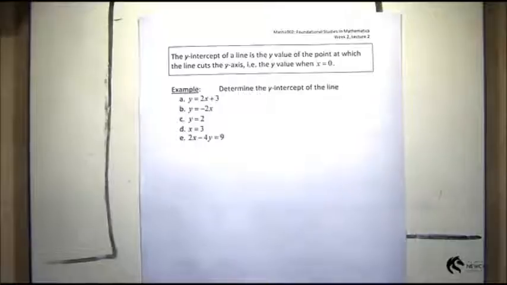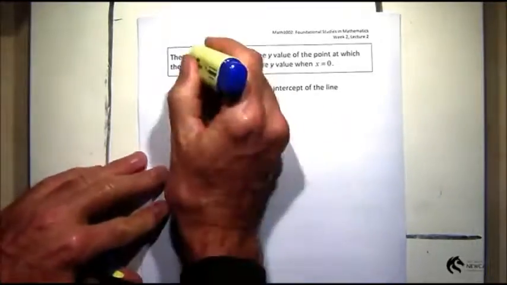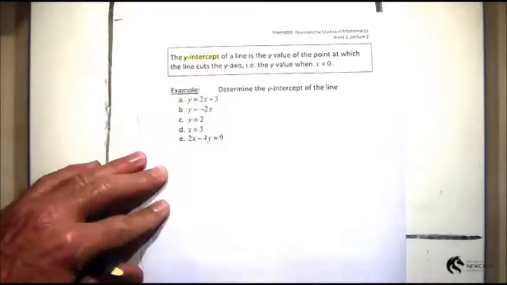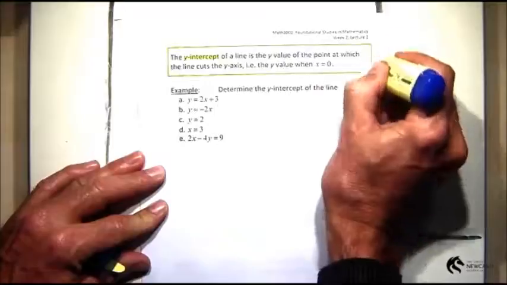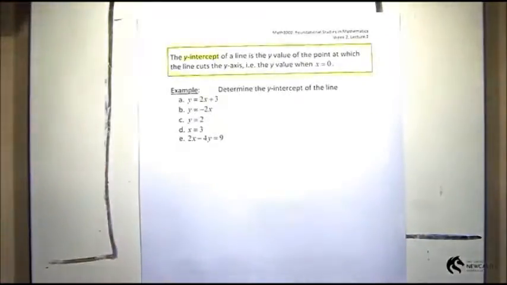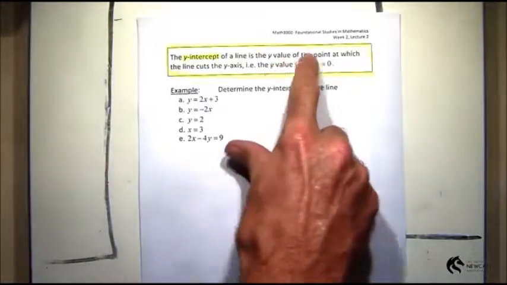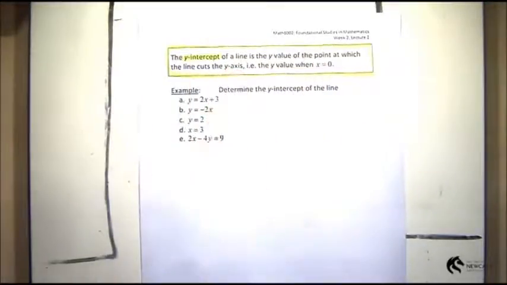Okay, so the slope is one thing that experience has taught mathematicians is an important property of a line. Another important property is what's called the y-intercept. So the y-intercept of a line, and let me say, look, this whole thing's important as well. The y-intercept of a line is the y value of the point at which the line cuts the y-axis.